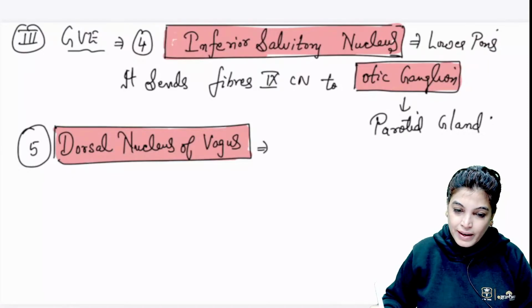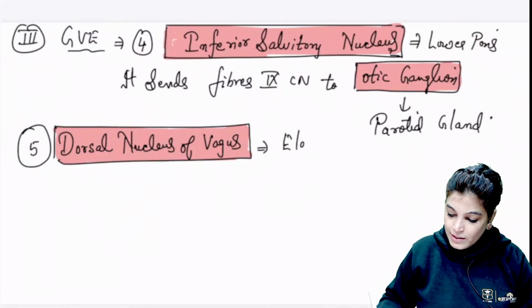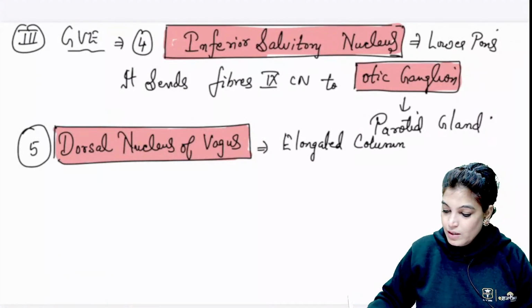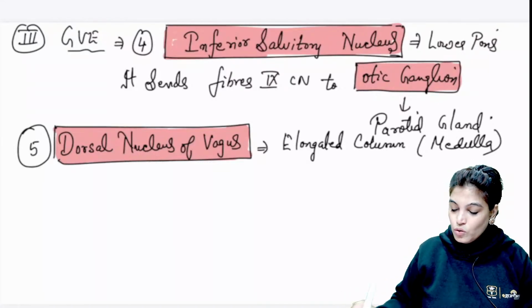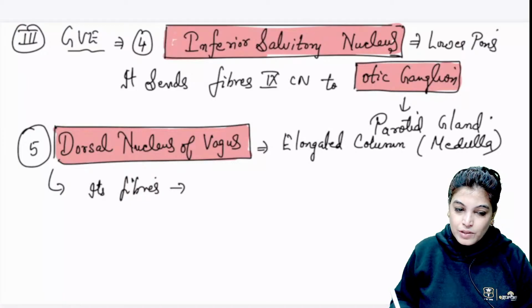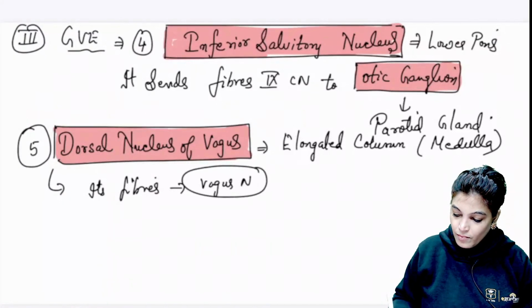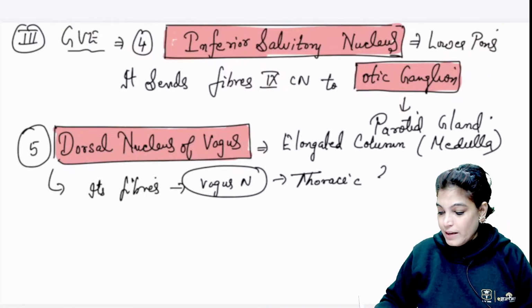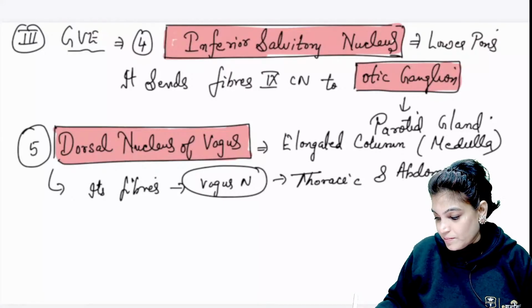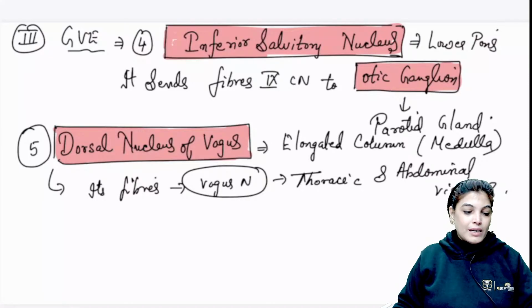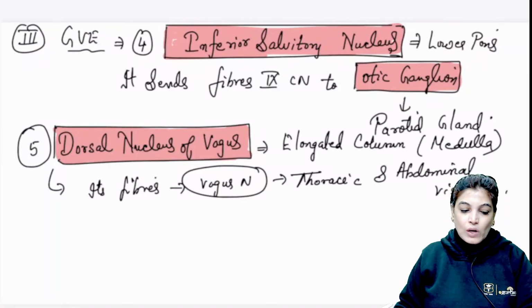So the dorsal nucleus of vagus is an elongated column located in the medulla, both open and closed part, and its fibers pass through the vagus nerve to thoracic and abdominal viscera. So done. We have finished with the general visceral efferent also.